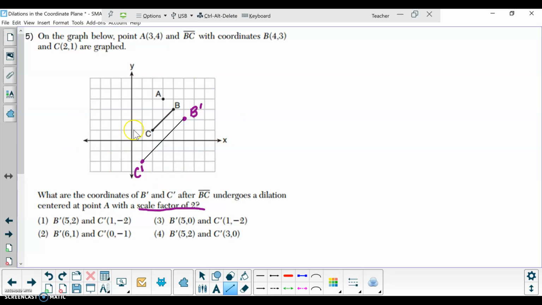Okay, so there's our image. Now it says which ones are the correct coordinates. B prime is 5, 2, and C prime is 1, negative 2. So that is answer choice 1.